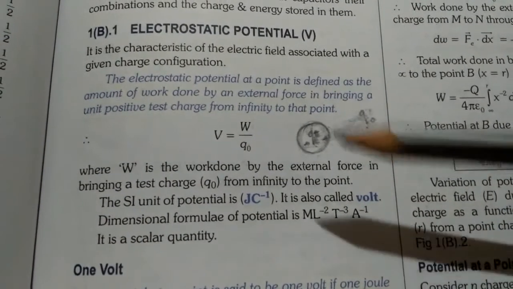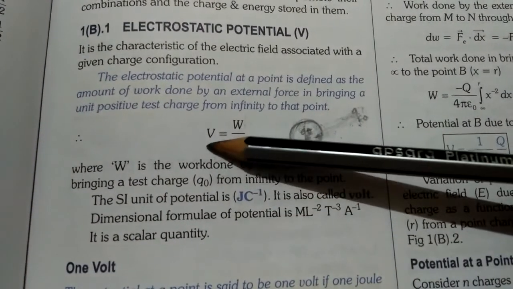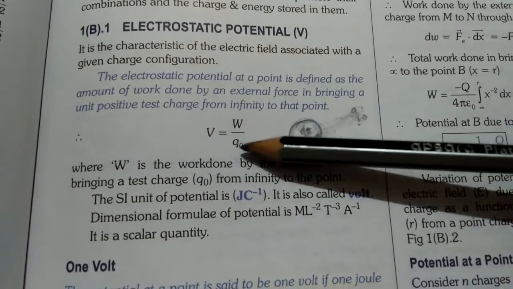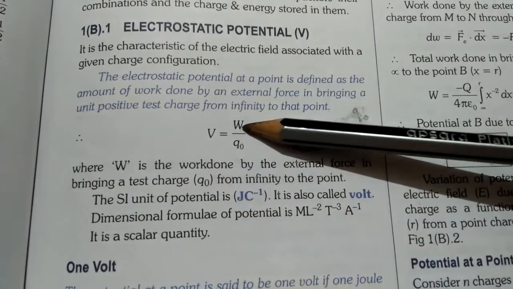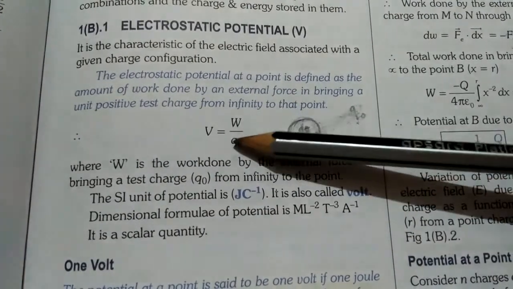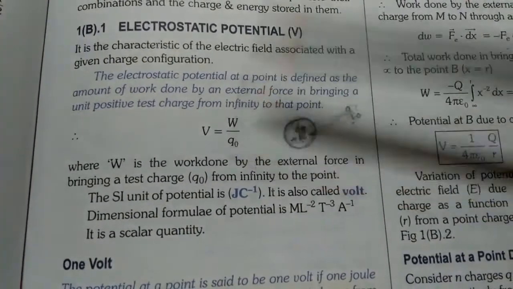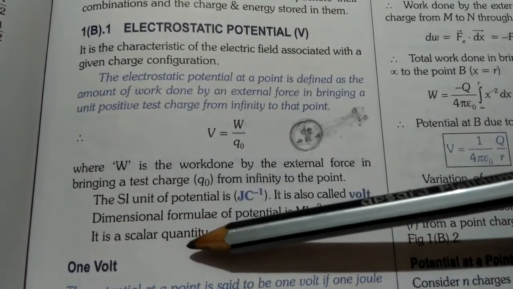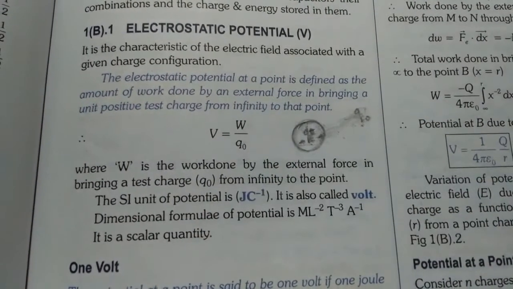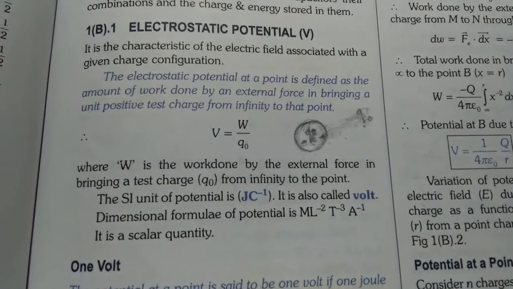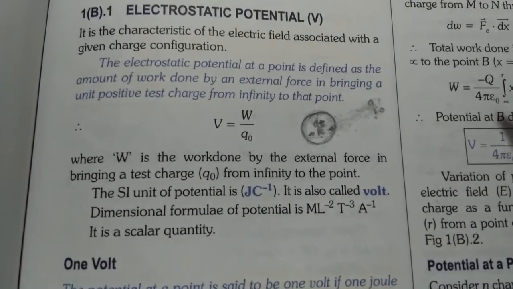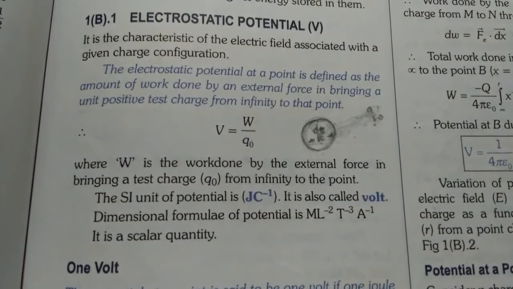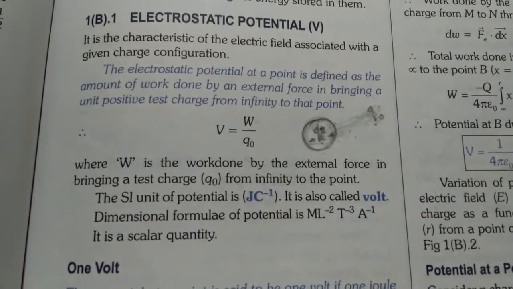So in formula, how can we denote it? We can denote electric potential by V. So V equals W upon Q naught, the work done in moving the test charge, where W is the work done by the external force and Q naught is our test charge. And its SI unit is joule per coulomb, and it is also called volt.